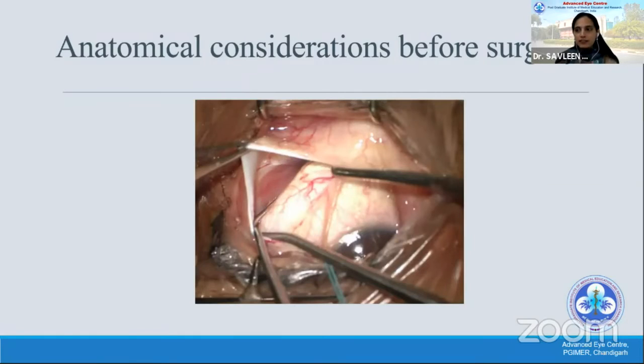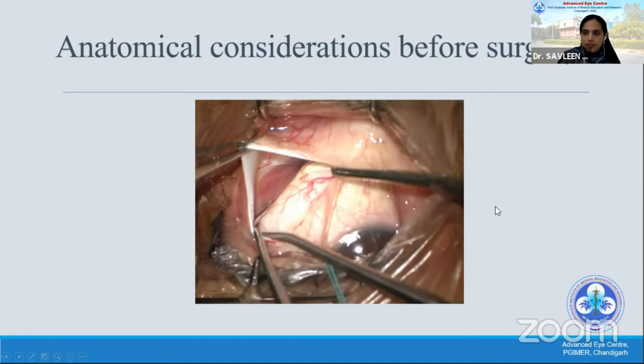Some anatomical considerations before we undergo any surgery. This is the left eye of the patient for descriptive purposes. This is the inferior rectus and this is the lateral rectus on two muscle hooks. And we have to blindly fish for the inferior oblique because it lies somewhere between and behind the Tenon's in this inferotemporal quadrant.